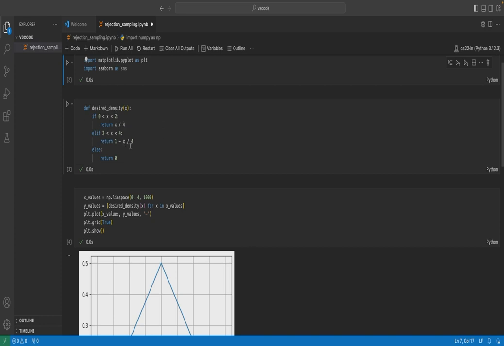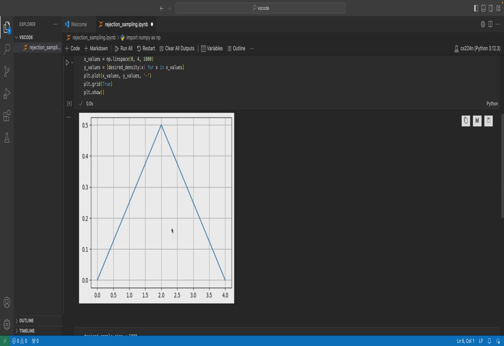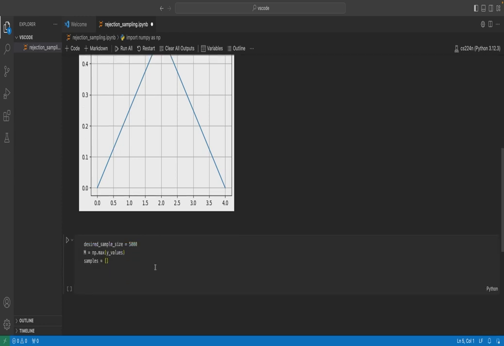It'll be equal to 1 minus x over 4 for values of x that are between 2 and 4, and then it'll be 0 elsewhere. We also have a plot of f of y. As you can see, it's defined between 0 and 4. It's triangular. And now that we have all of this, we can go ahead and run the algorithms.